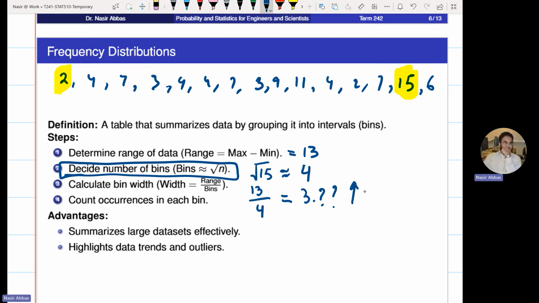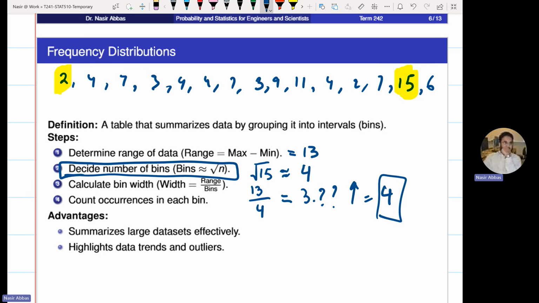Round it up. Make it 4. Why round it up? I will show you at the end of making the frequency distribution. If you round it down, you might end up with 5 bins, not the number of required bins. You require 4 bins, right? So if you round it down, you might end up with more than 4. And start making the bins from the minimum or close to the minimum of the data. So the bin size is 4.